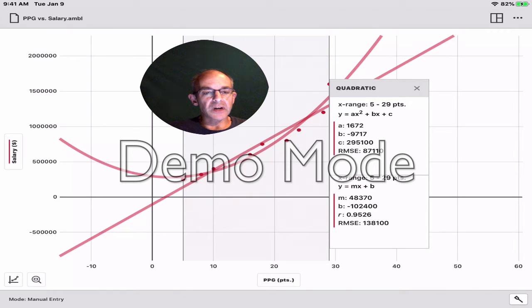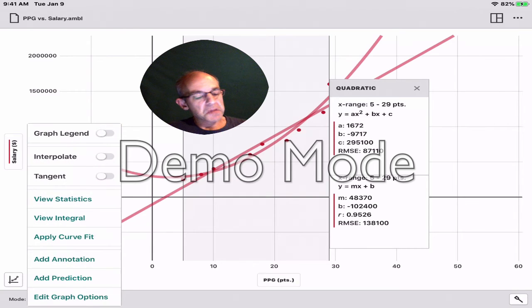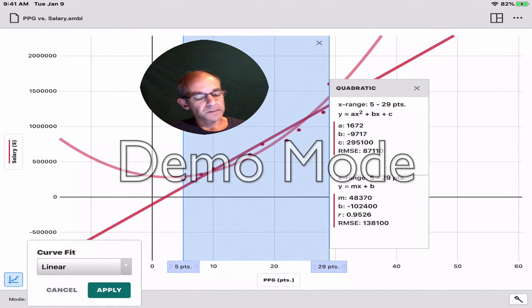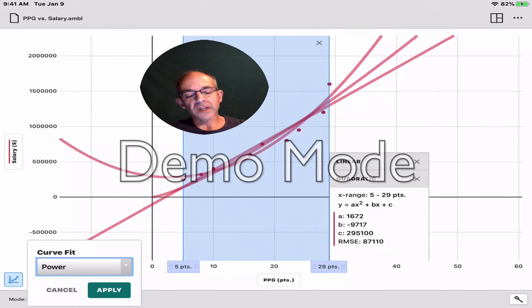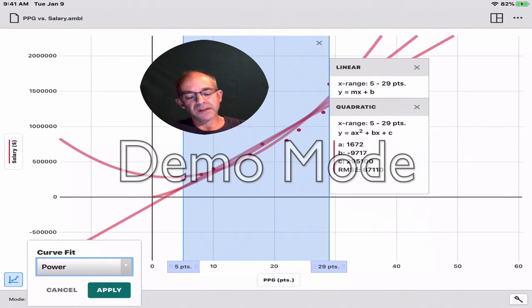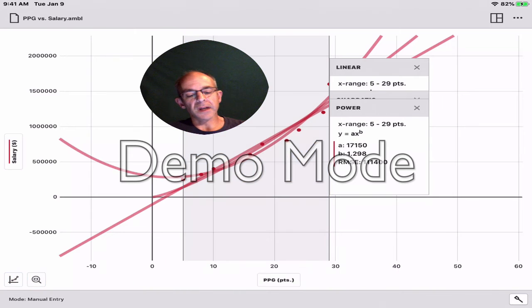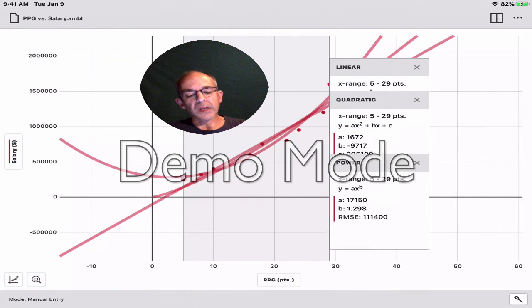It seems to fit better at the low values. It's a little closer, a little more realistic. Let me try another one. So we did quadratic. Power function, let's take a look at what that one tells us. So let's see, I've got to apply that. So ax to the b.